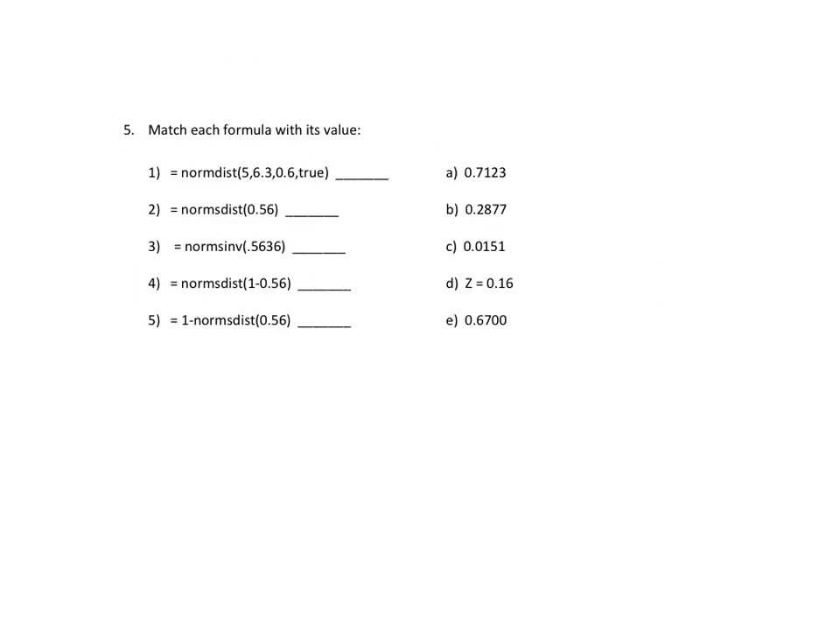Number 5 is actually the easiest one of them all, because all you had to do was open up Excel and plug in the numbers and see what you end up with. Okay? If you looked at norm dist 5, 6.3, 0.6, true, this is giving you the area that's less than 5 of a normal distribution centered at 6.3 with a standard deviation of 0.6, and you'd get a number of 0.151.